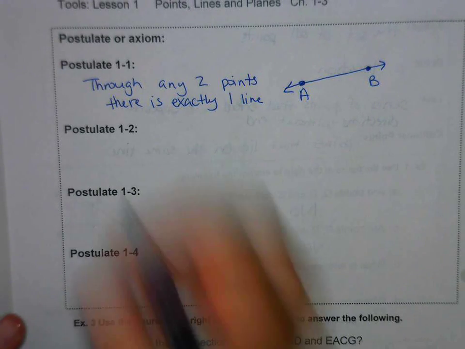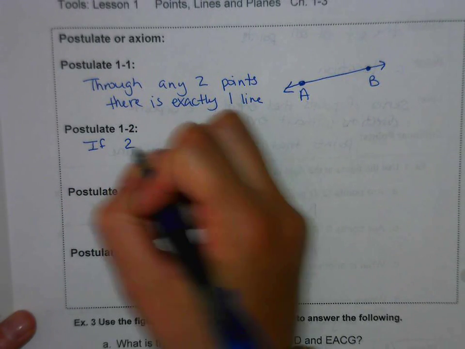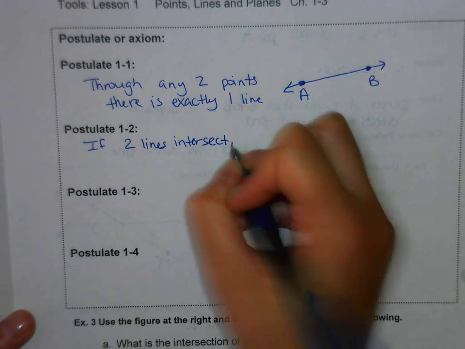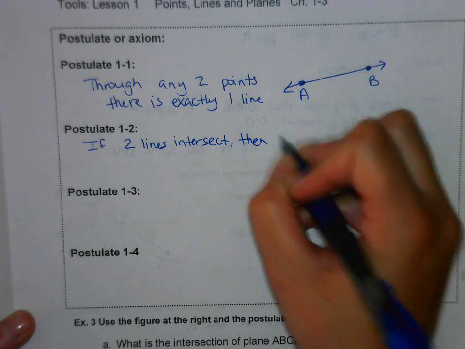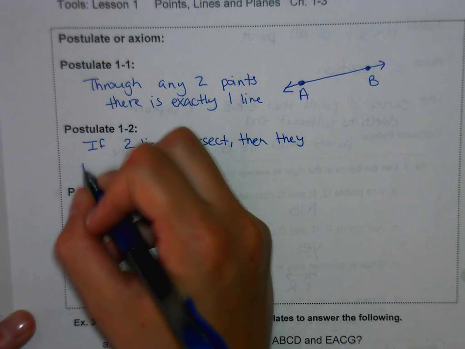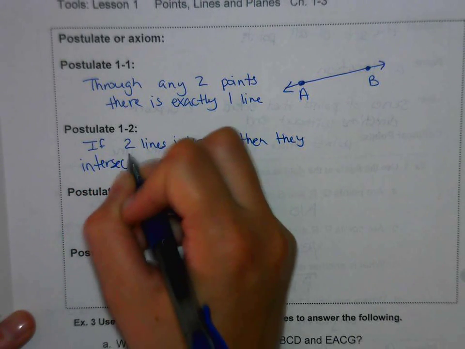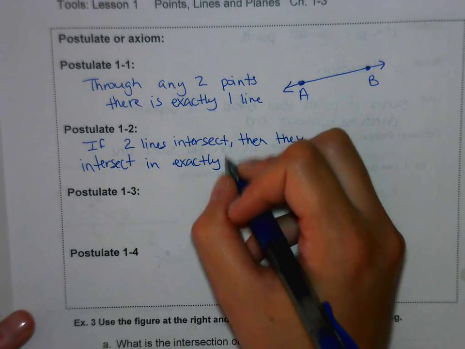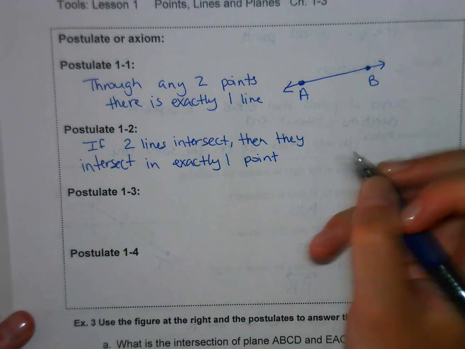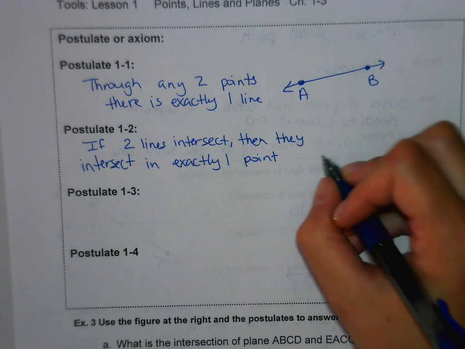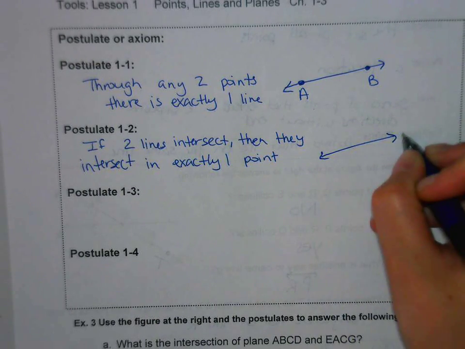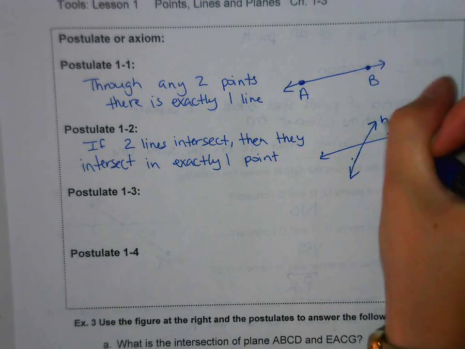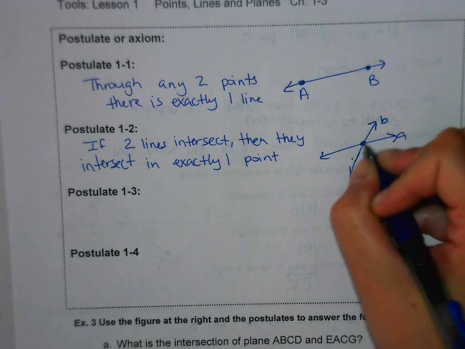Postulate 1.2 states that if 2 lines intersect, then they intersect in exactly 1 point. So for instance, I have line A and it intersects line B, but it only intersects in 1 place.